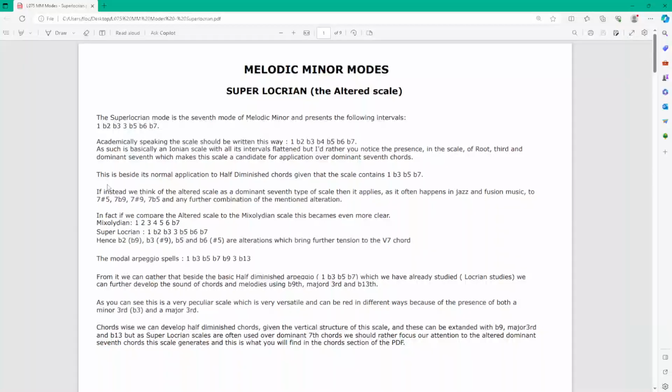Let's get back to our theory. So, as we've seen, the application over a dominant 7 chord is beside its normal application to a half diminished chord, given that the scale contains 1, flat 3, flat 5, flat 7.